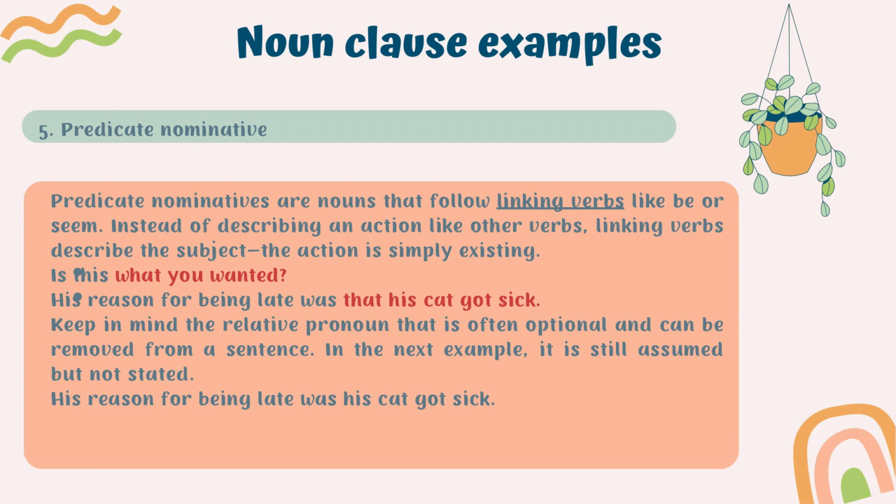Predicate nominative as a noun clause. Predicate nominatives are nouns that follow a linking verb, like be or seem. Instead of describing an action like other verbs, linking verbs describe the subject. The first is, is this what you wanted? The predicate nominative is what you wanted. The second one is, his reason for being late was that his cat got sick. And the predicate nominative is that his cat got sick.